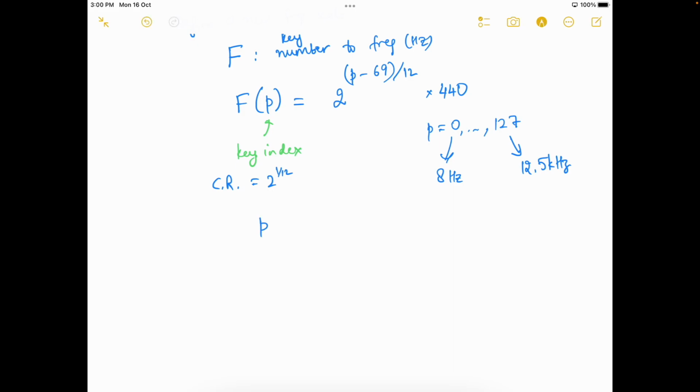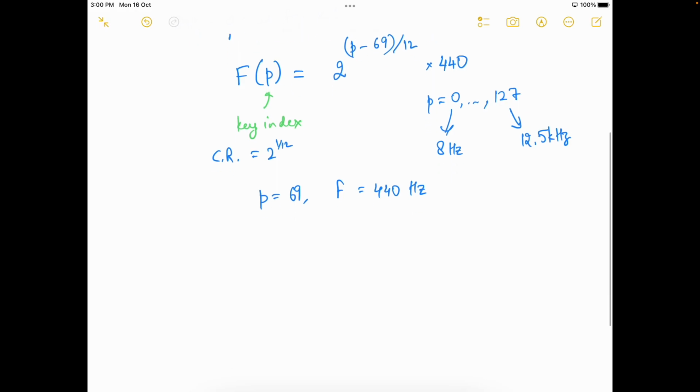69. Yes. So when p is equal to 69, my f is equal to 440 hertz. Just a convention. Why did they make it so? They only know. But I can change it. I can change 69 to anything. I don't know if there is any kind of logical reason behind it, but that is the way history went.